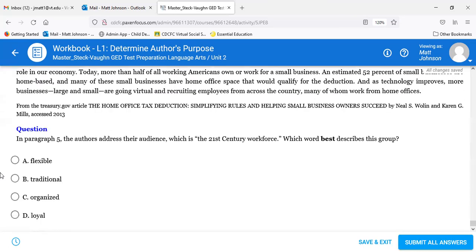You want to finish off our workbook here? Okay, number 15. In paragraph 5, the authors address their audience, which is the 21st century workforce. Which word best describes this group? A, flexible. B, traditional. C, organized. D, loyal.